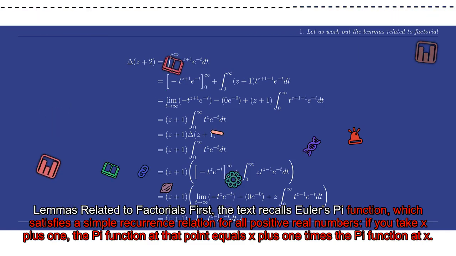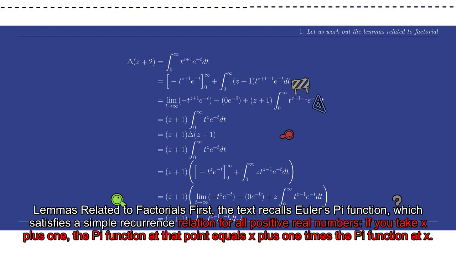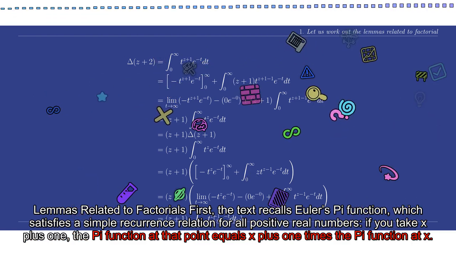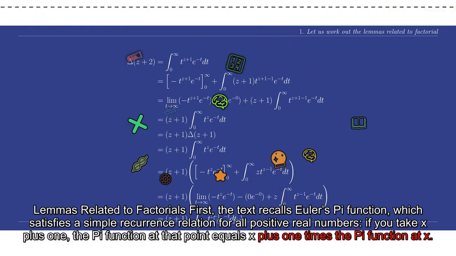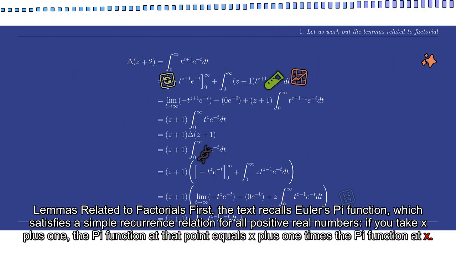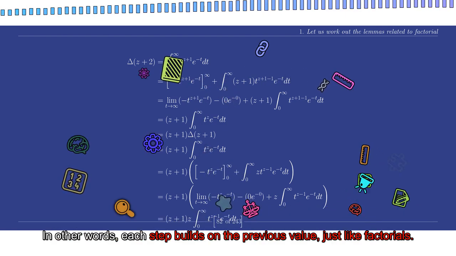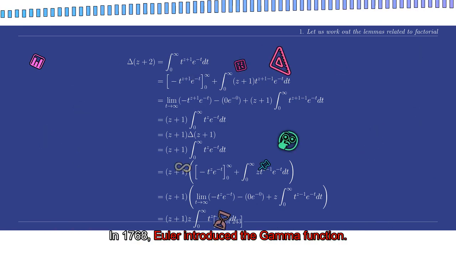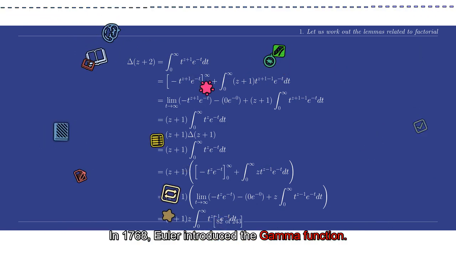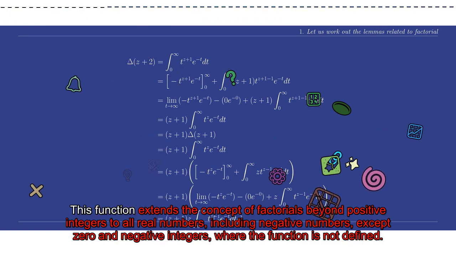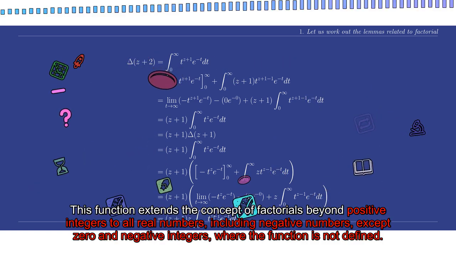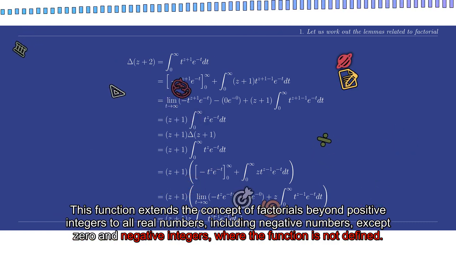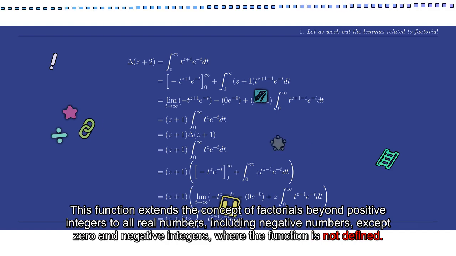First, the text recalls Euler's pi function, which satisfies a simple recurrence relation for all positive real numbers. If you take x plus 1, the pi function at that point equals x plus 1 times the pi function at x. In other words, each step builds on the previous value, just like factorials. In 1768, Euler introduced the gamma function. This function extends the concept of factorials beyond positive integers to all real numbers, including negative numbers except 0 and negative integers, where the function is not defined.